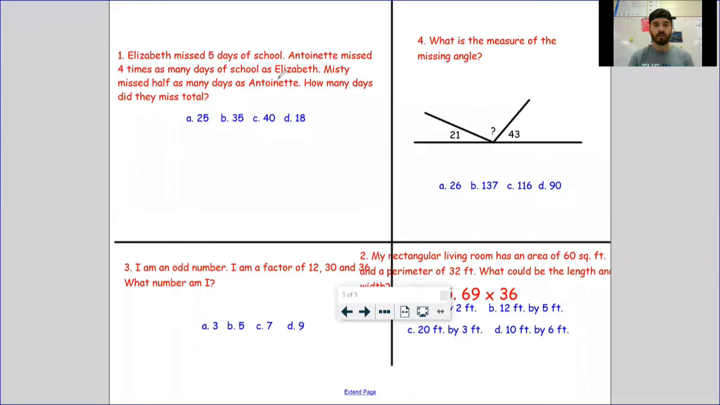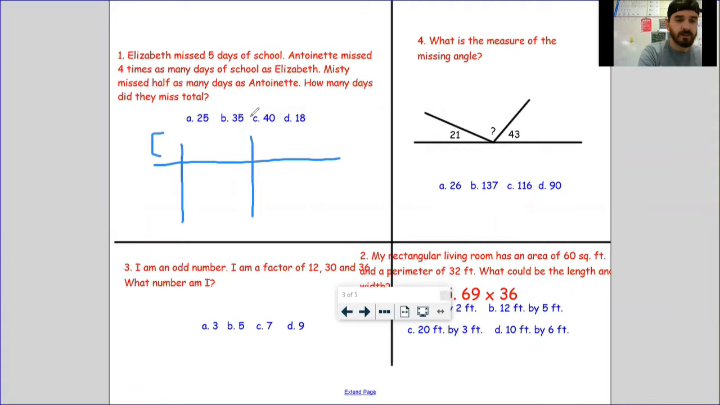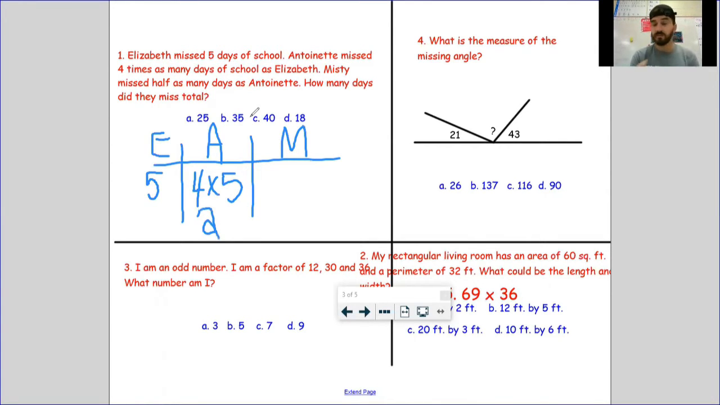I'm going to go ahead and do my chart that I did on Monday. And I'll pull all 3 ladies out. We've got Elizabeth, we've got Antoinette, we've got Misty. Now, it went ahead and told me Elizabeth's number. I know for a fact she missed 5 days of school. Now, it does not say that Antoinette missed 4 days of school. It says she missed 4 times as many days as Elizabeth. Well, if I know Elizabeth missed 5 and Antoinette had missed 4 times as many, I would do 4 times 5 there. And the number of days that Antoinette missed is really 20. Holy cow.